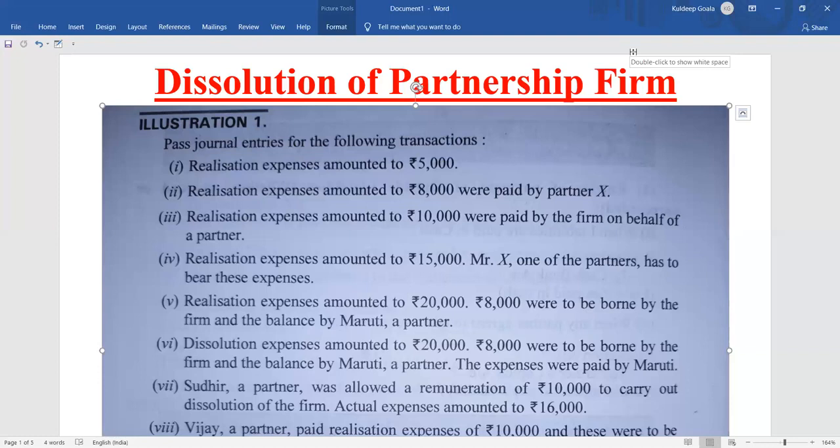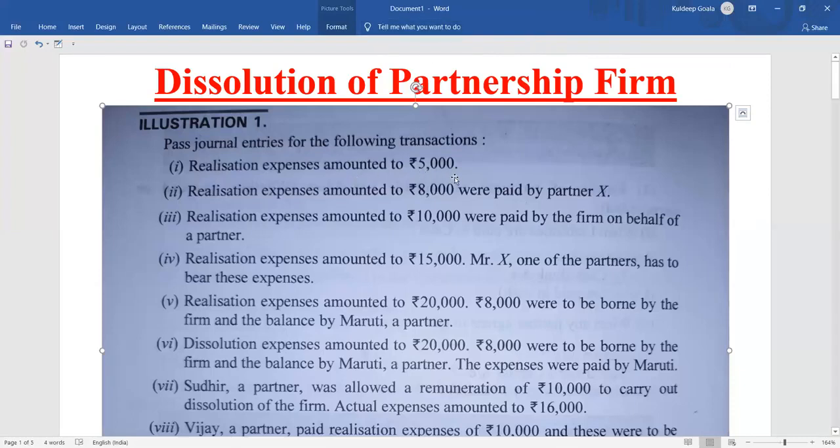Okay, so let's start. So what is given here? Pass journal entries for the following transactions. Number one, we'll go with the entries one by one. Realization expenses amounted to 5,000. 5,000 was the realization expenses. If you cannot recall the previous class, or if you have doubts, it will be better if you revise the previous video and then come and watch this. Okay, so realization expenses were 5,000 rupees.